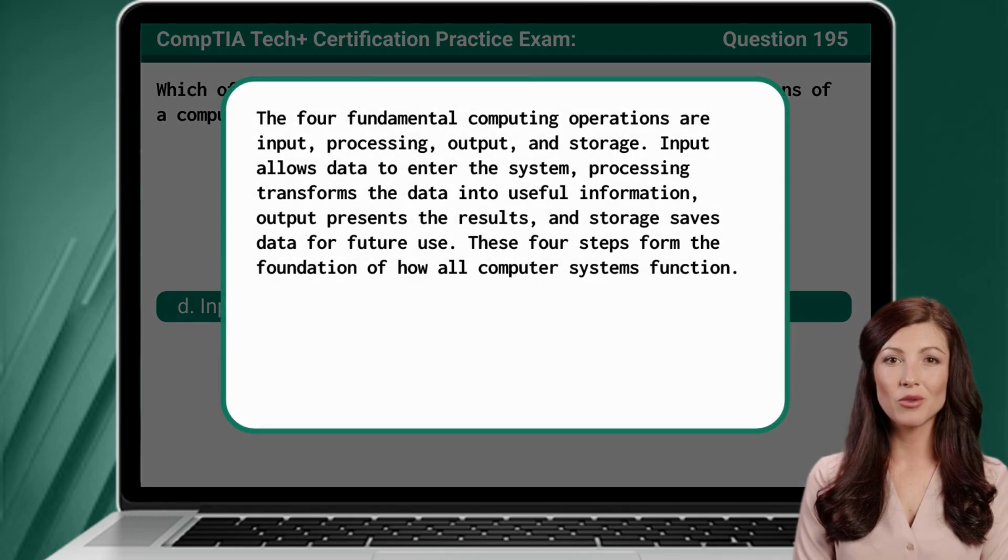The 4 fundamental computing operations are input, processing, output, and storage. Input allows data to enter the system, processing transforms the data into useful information, output presents the results, and storage saves data for future use. These 4 steps form the foundation of how all computer systems function.